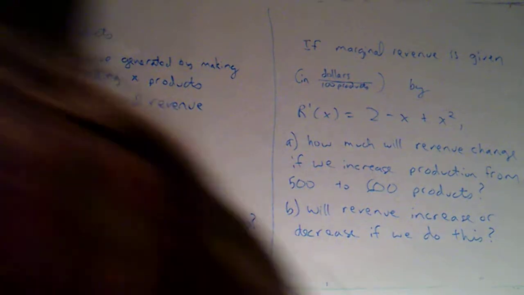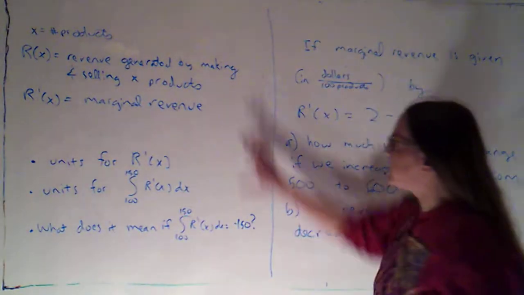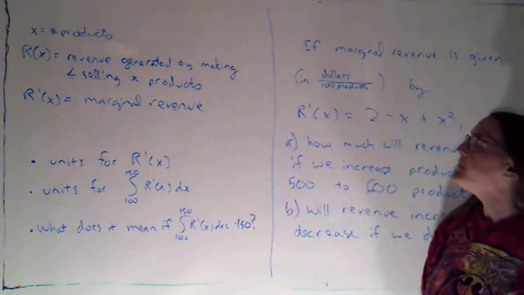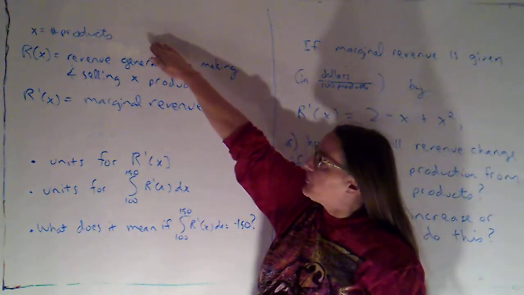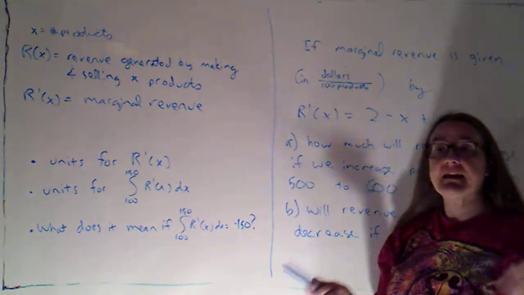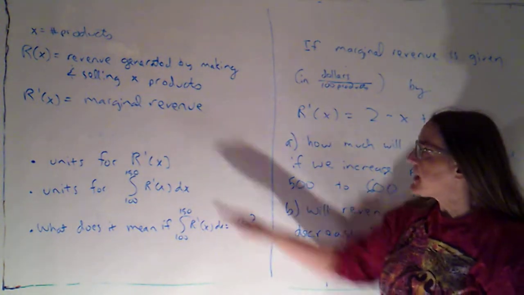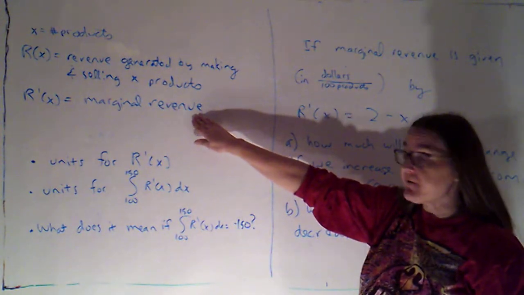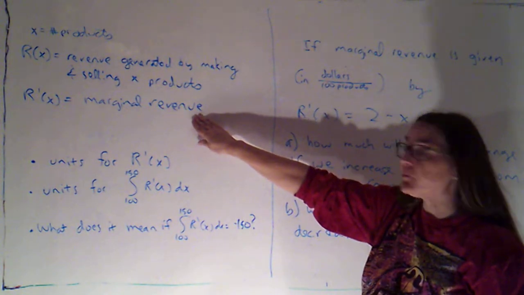Okay, I have a couple problems from the business world up on the board here. Let's just focus on this one for right now. X is representing the number of products that we're going to make. R of X is the revenue generated by making and selling X products. And then we call R prime, the derivative of that revenue function, the marginal revenue.